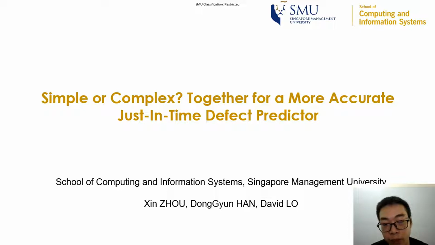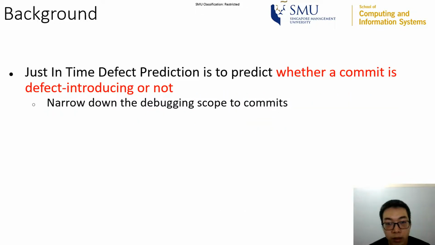Today I will introduce our paper called Simple or Complex, Together for a More Accurate Just-in-Time Defect Predictor. Just-in-time defect prediction is to predict whether a commit is defect introducing or not. It can help developers to narrow down the debugging scope to commit level and avoid some defects at an early stage.